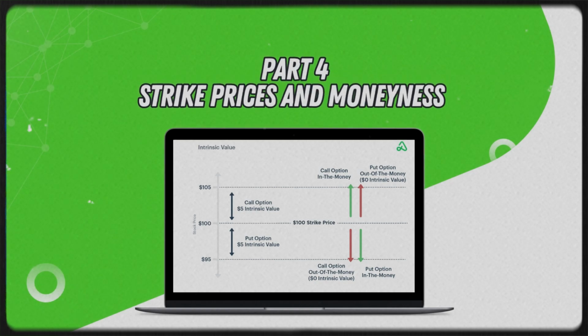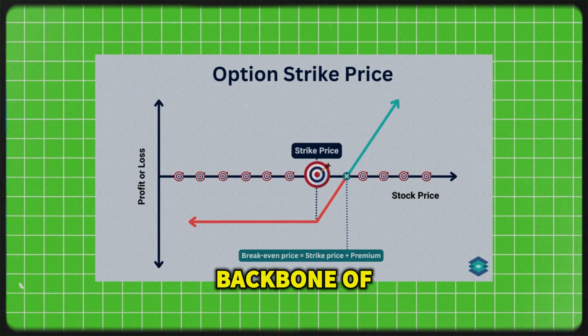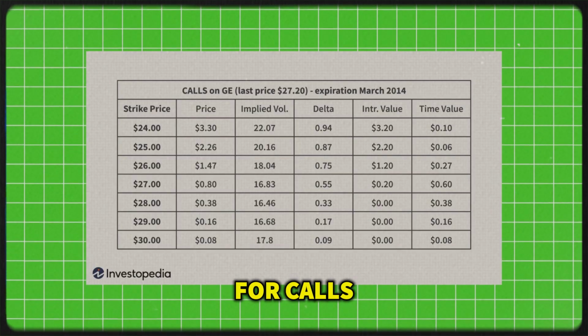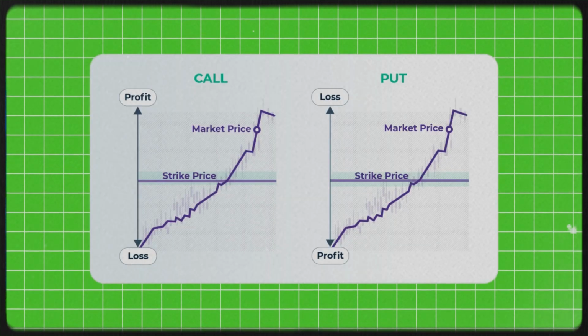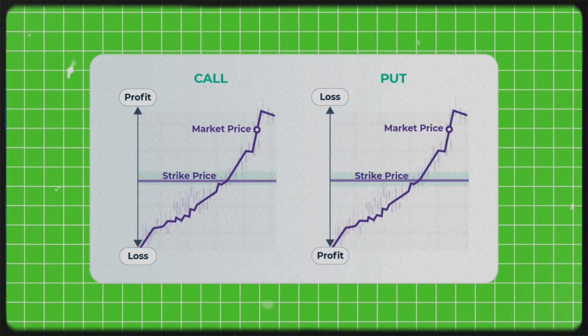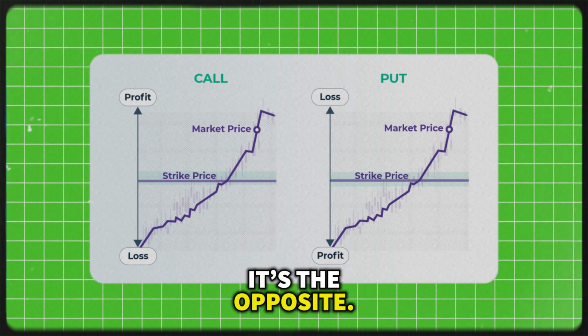Part 4. Strike prices and moneyness. Strike prices are the backbone of options trading. For calls, if the strike is below the current stock price, it's called in the money. If it's above, it's out of the money. For puts, it's the opposite.